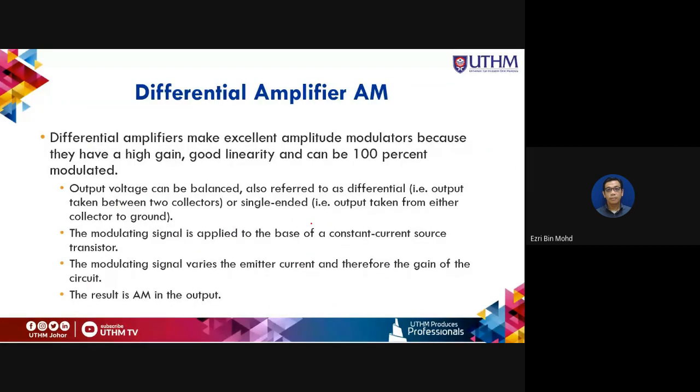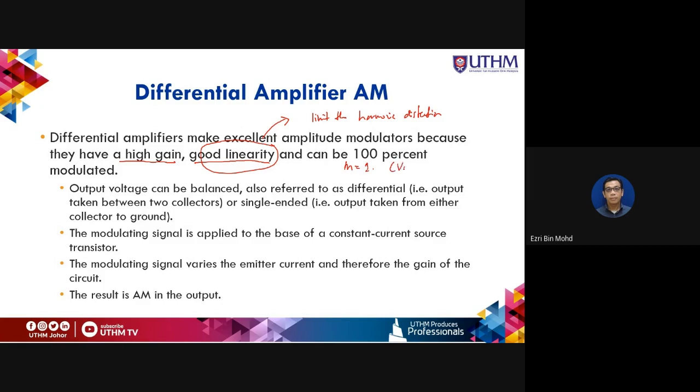Another example is differential amplifier for AM. The differential amplifier makes an excellent modulator because it has a high gain. Good linearity. Linearity means that when the device has good linearity, it can limit the harmonic distortion. Ingat harmonic distortion. So good linearity means that it can limit the harmonic distortion, and also it can achieve 100% modulation, which is M equal to 1 lah.